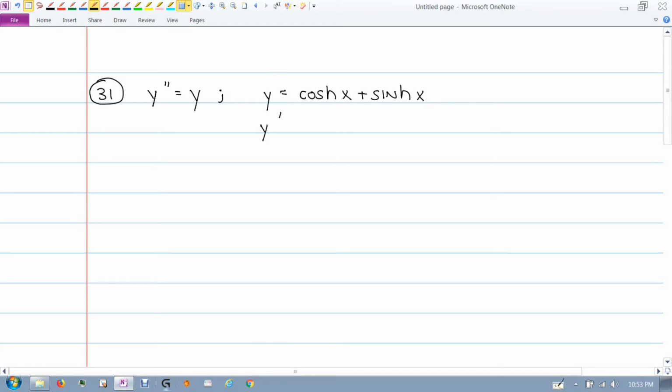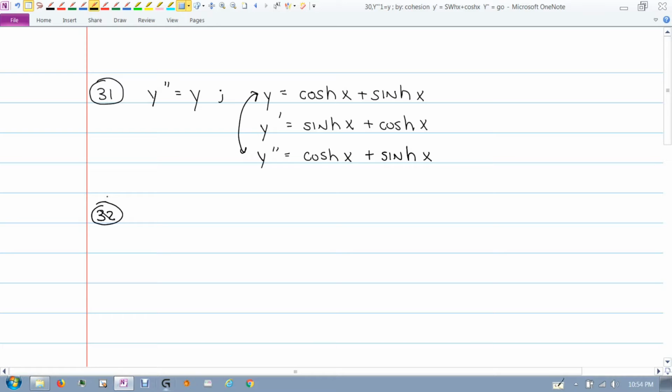y prime is going to be equal to sine hyperbolic x plus cosine hyperbolic x, and y double prime is cosine hyperbolic x, my goodness, plus sine hyperbolic x. That should be from Cal 2. You probably need to go back and refresh yourself on the derivatives of the hyperbolic trig functions, but those are the derivatives, no sign changes on those. That's real nice. And so it's pretty obvious to see that these two are equal. So if we plug those in, we get a true equation there.